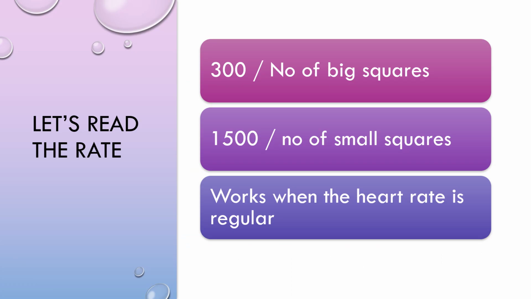And how do we calculate the rate? We're actually interested in looking at the number of big squares between the RR interval. So there's a formula that says divide 300 by the number of big squares. Or if you're really a meticulous person, you can count the number of small squares and divide 1,500 by the number of small squares. This works when the heart rate is regular, however.